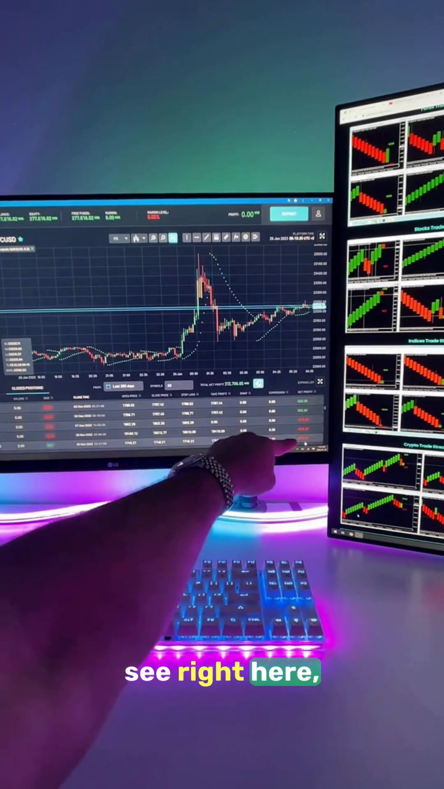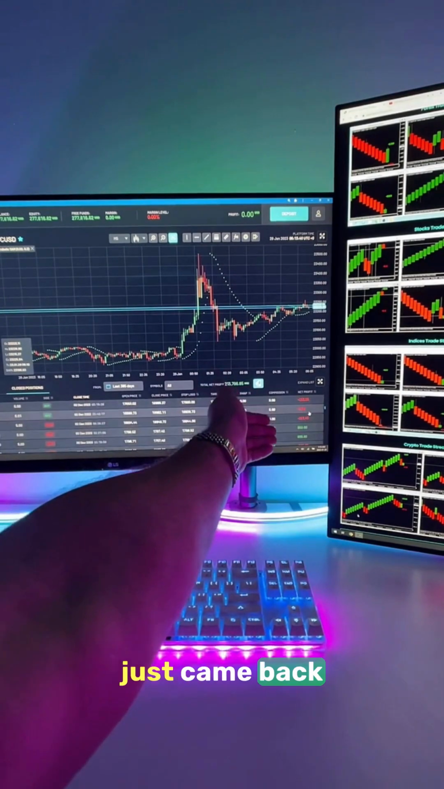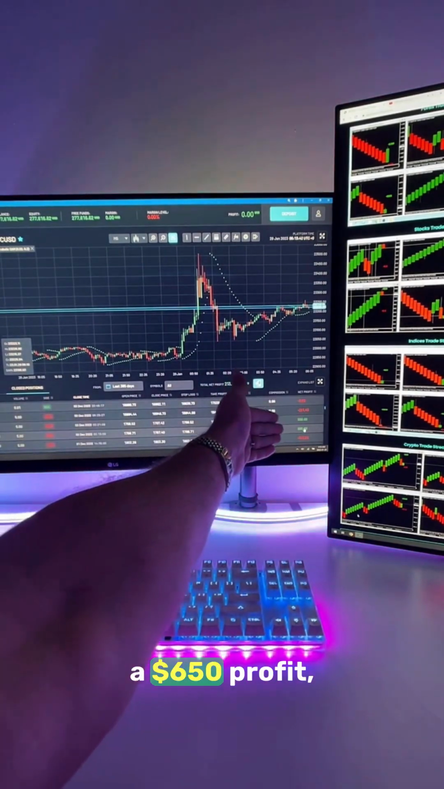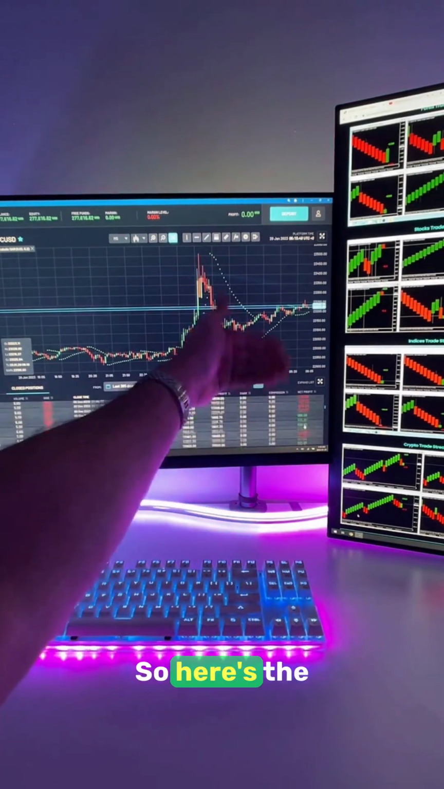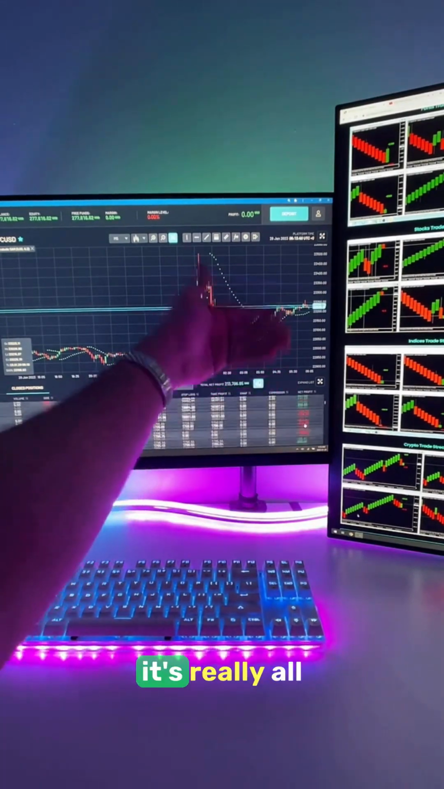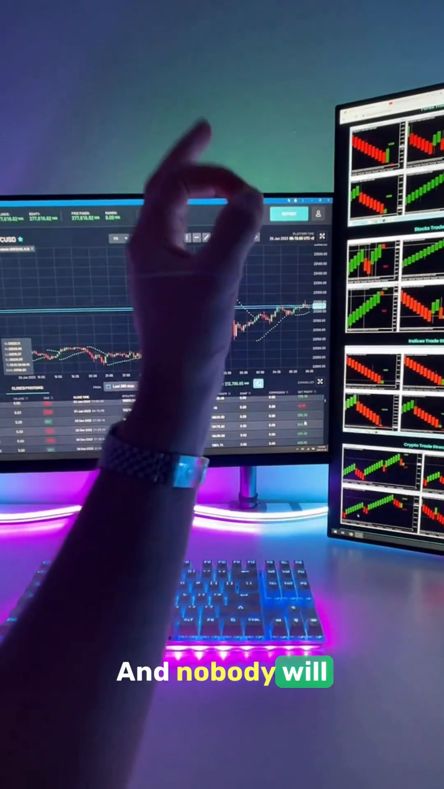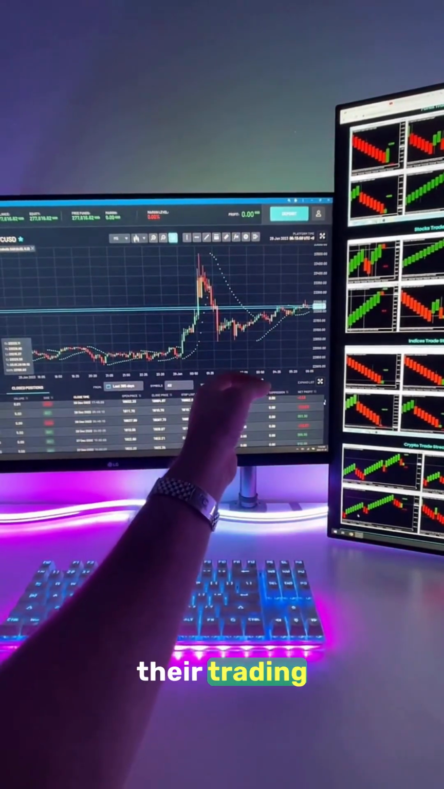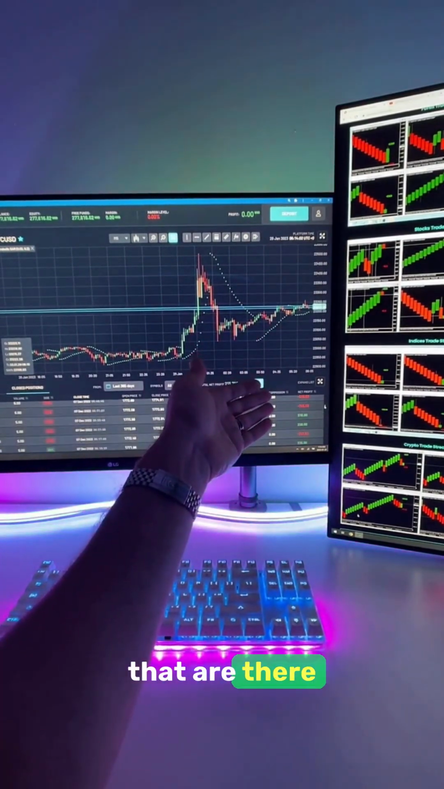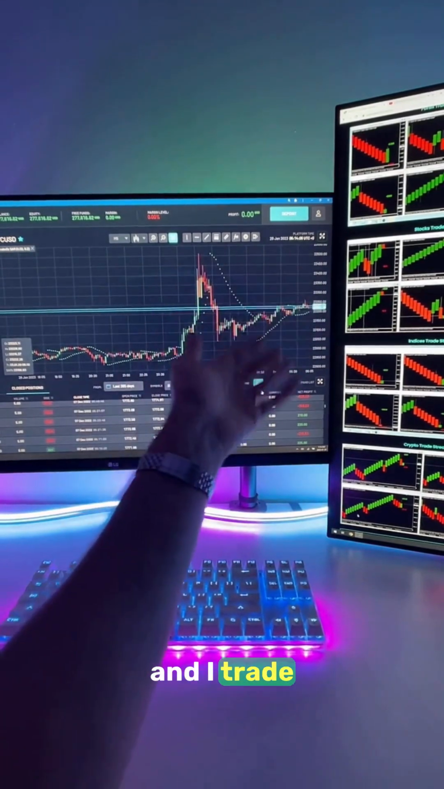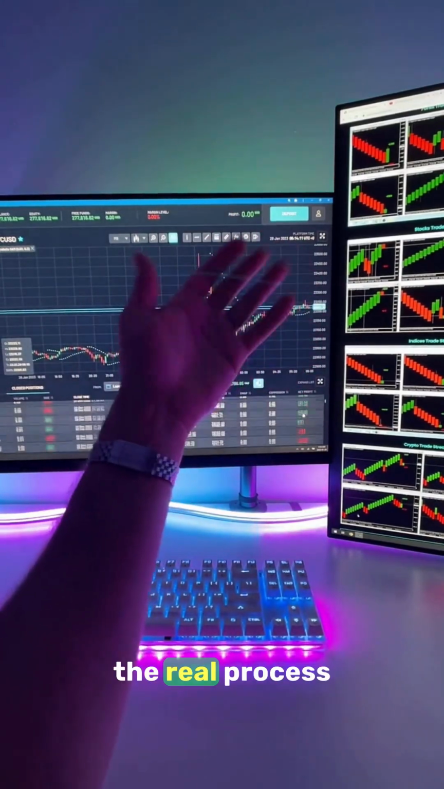Yeah, so you see right here, negative 250, negative 260, negative 500. And then I just came back heavy with like a $650 profit, 550. Then again, stop loss. So here's the thing. What it comes down to is understanding that it's really all about consistency. And you guys can see, this is my trading history. Nobody will ever show you their trading history live, because none of those people are actually trading. I come here and I trade live with you guys every single day, so you can really understand and see what the real process is.